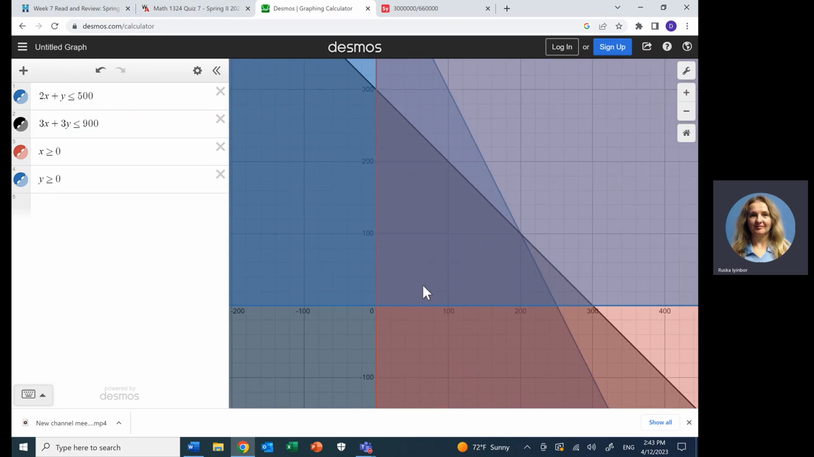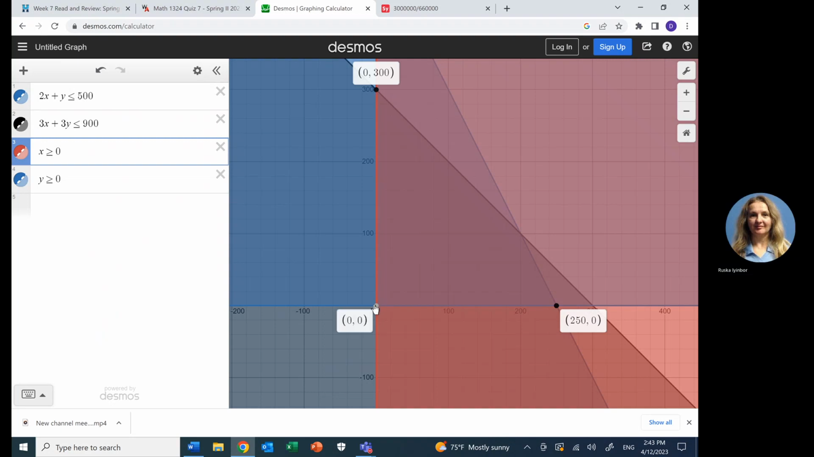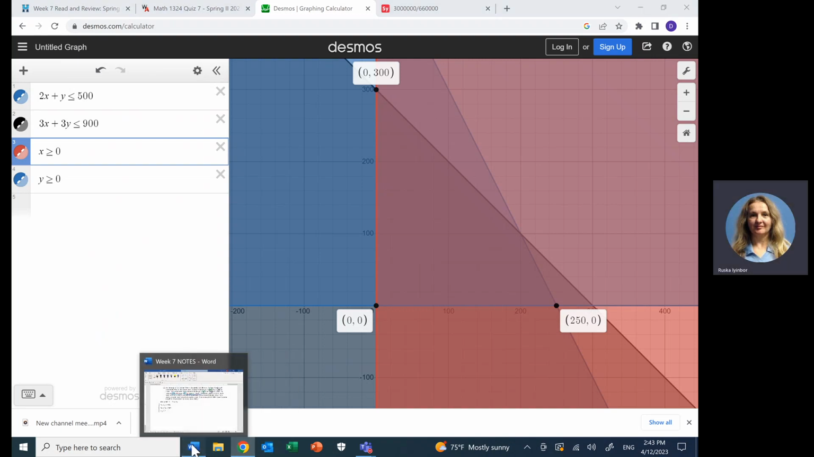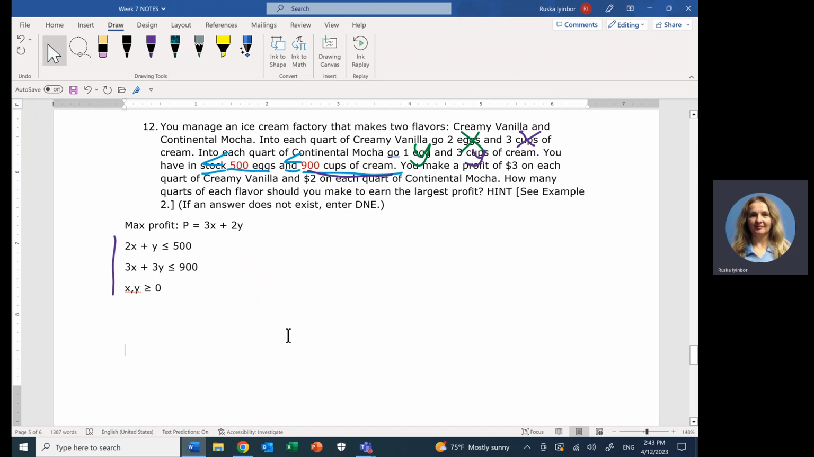We have 3 corner points, so the area is bounded. This is one of them, 0, 0. This is the other one, 250, 0. And the third one is going to be at 0, 300. So those are the 3 corner points we have. And we're going to use those 3 corner points to calculate the profit and see which one is the biggest one.